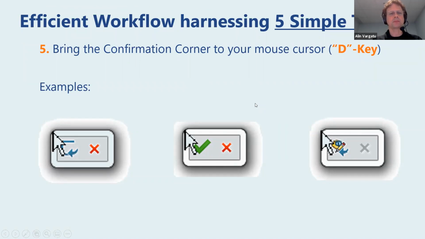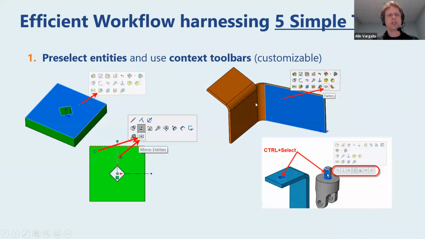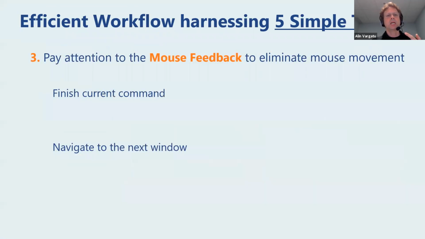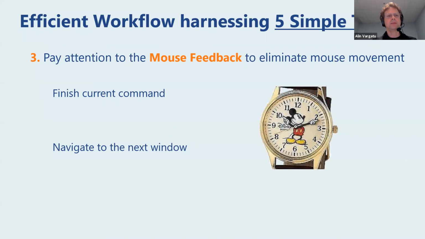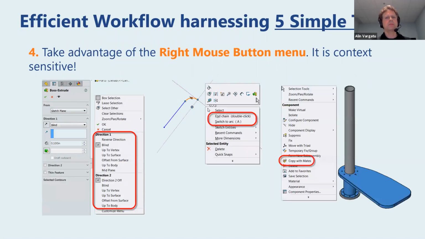So just to summarize, the 5 principles: always pre-select, force your hand to pre-select, then take advantage of the shortcut toolbar. I'll talk to you a little bit about best practices for customizing it. Take advantage of the mouse feedback. Take advantage of the right mouse button menu.